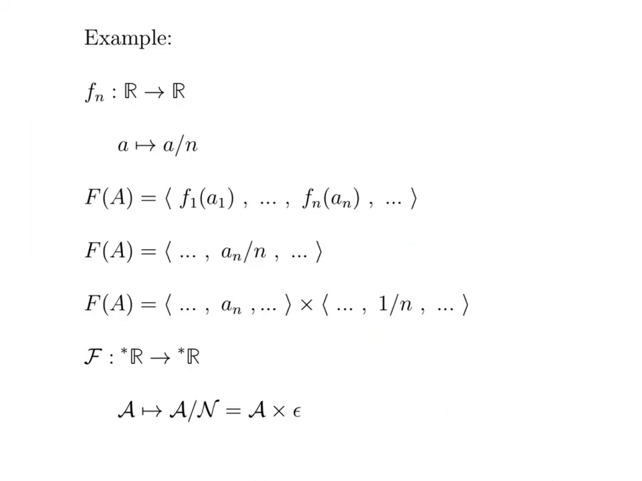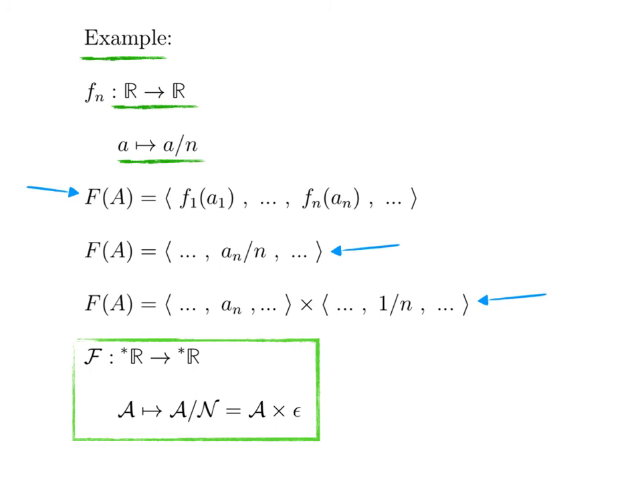Let us build an example. Let f be a function from R to R, which maps A to A over n. The sequence fa is therefore given by this guy here, and I can rewrite this as a product of two sequences. And it's then easy to see that the hyperfunction f is simply the function which divides by the unlimited number curly n, or if you prefer, the function which multiplies by the infinitesimal number epsilon.